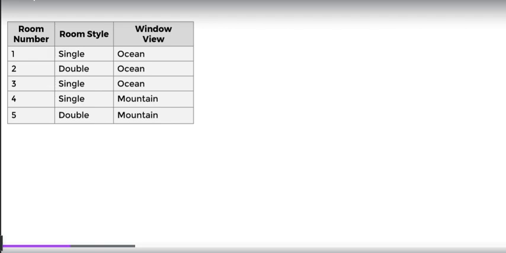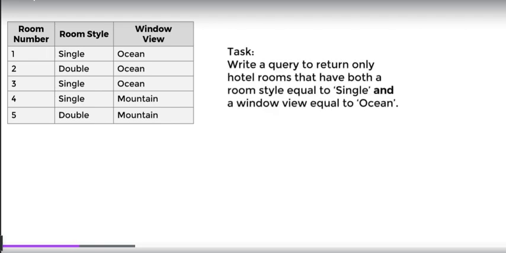Let's say we had been given the following task: write a query to return only hotel rooms that have both a room style equal to single and a window view equal to ocean. How to achieve this? How to use the AND operator in SQL Server? Let's see.